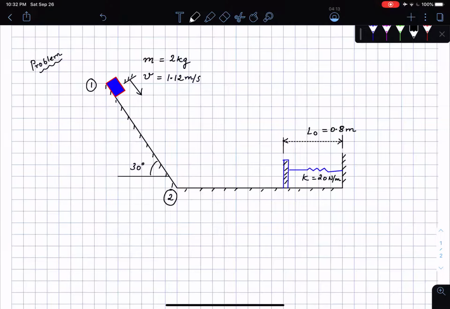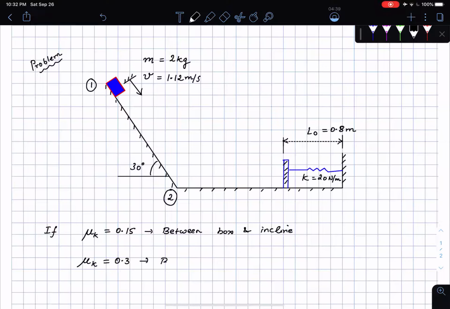Here is what we're supposed to do. If the coefficient of friction mu k is equal to 0.15, and I'm going to write 2 mu k's, so mu k is 0.3. So this is between the box and the inclined surface, and this is between the box and the horizontal surface.